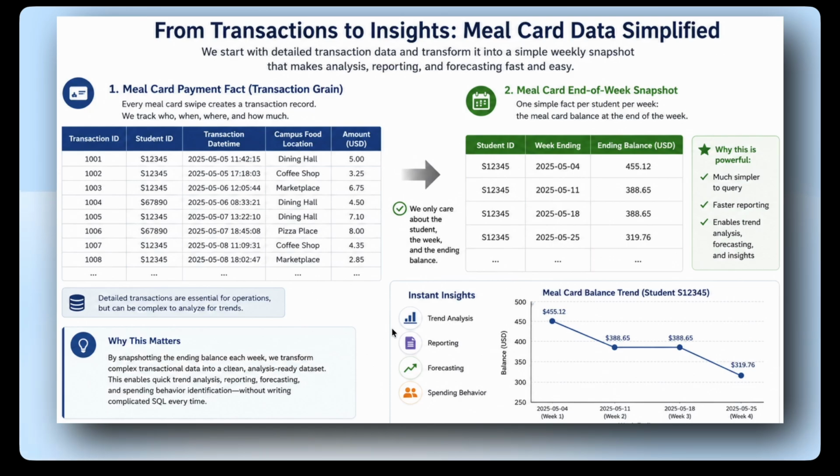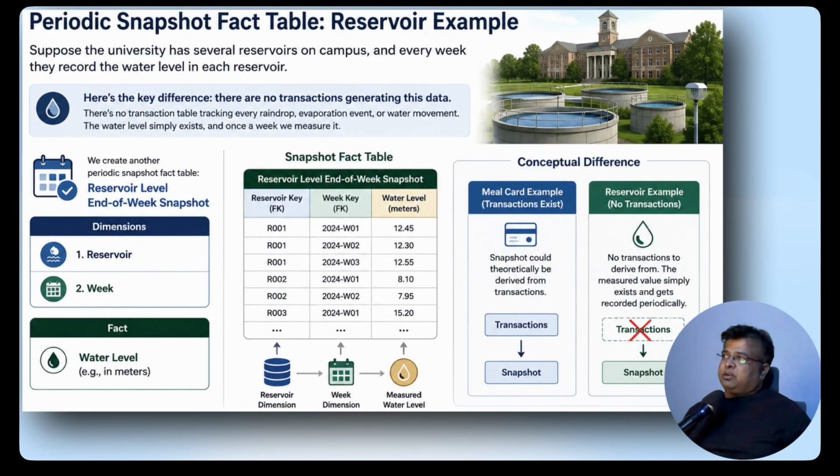Suppose the university has several reservoirs on campus, and every week they record the water level in each reservoir. Now there is the key difference here. There are no transactions generating this data. There's no transaction table that is tracking maybe every raindrop or every evaporation event or every water movement. The water level simply exists there, and once a week we measure it.